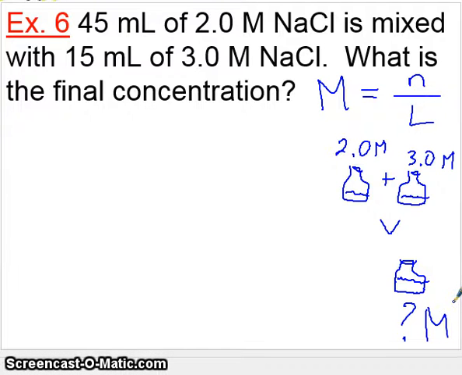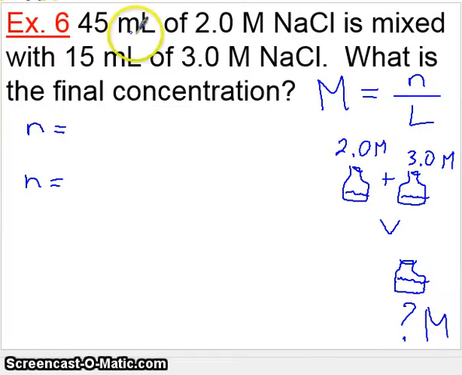So here's the idea. We'll have to use two molarity equations, one for each solution. We're going to first find moles from one, and then moles from the other, and then we'll add the two moles together. And then we'll add the two liters together and figure out the final molarity. So let's go through it, try to make sense of it, and then we'll recap at the end.